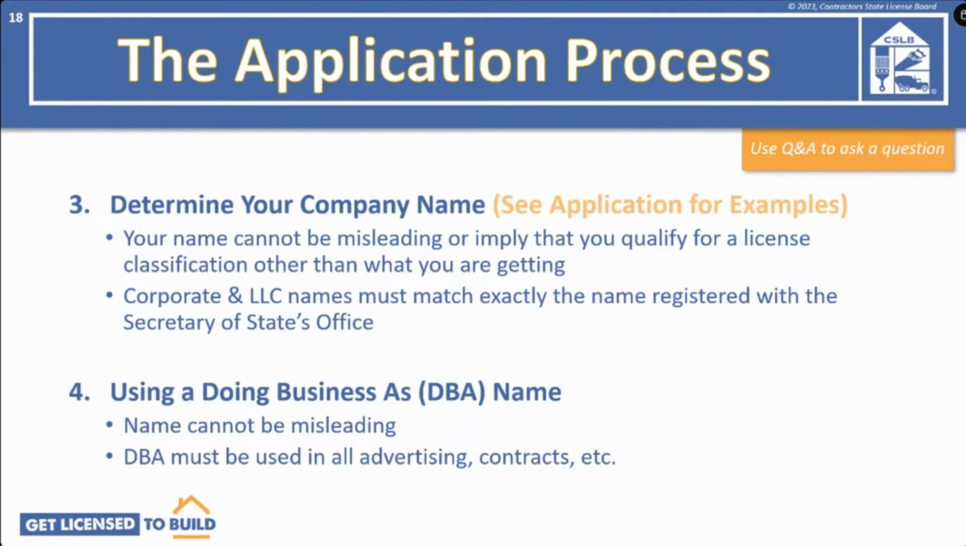Corporate and LLC names must match exactly the name registered with the California Secretary of State's office. You can also use what is called a DBA, which stands for Doing Business As. The main things to remember here is the DBA name cannot be misleading, and you must use that name in all advertising and on all of your contracts.